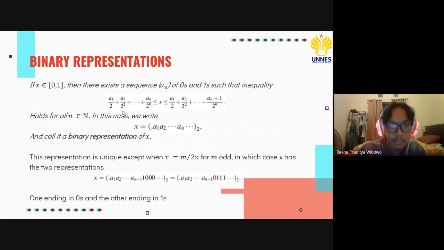This representation is unique, except when x equals m over 2^n for m odd, in which case x has two representations. That is, x = 0.a1 a2 ... εn−1 1 0 0 0 ... equals 0.a1 a2 ... εn−1 0 1 1 1 ... One ending is zeros, and the other ending is ones.